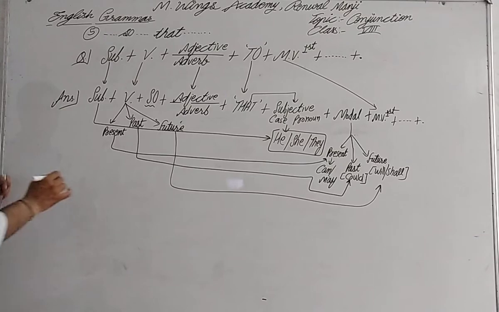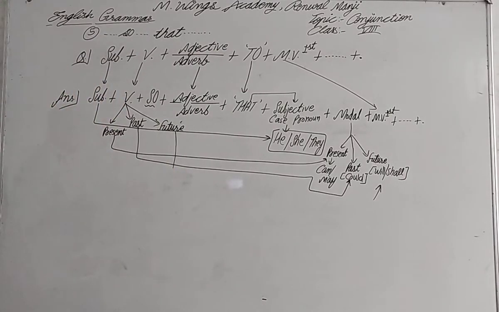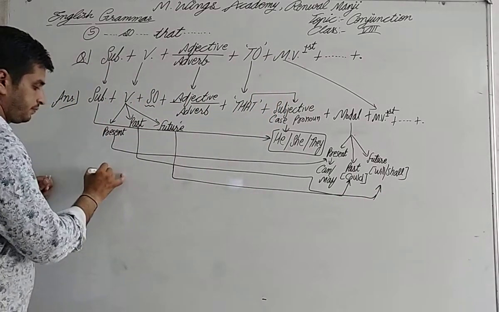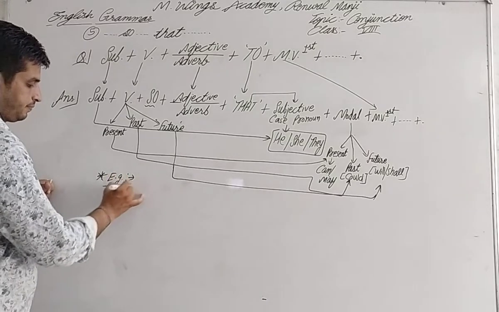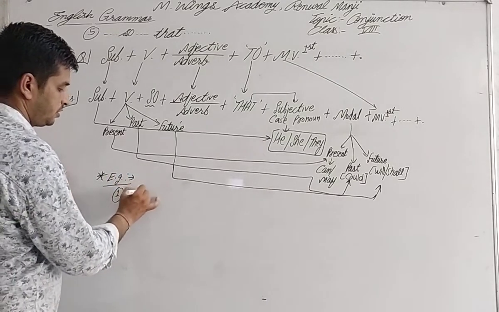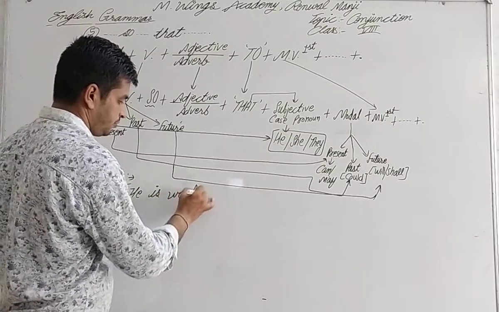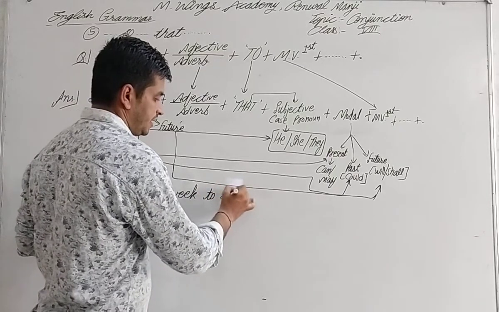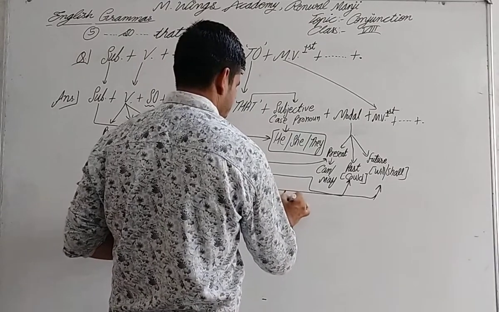Now we have an example. First, he is weak to lift this chair.